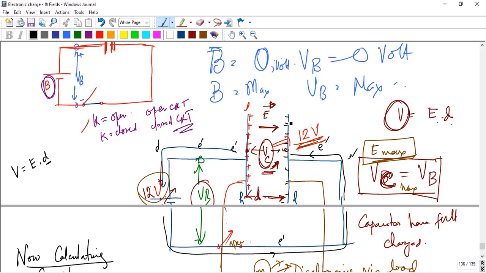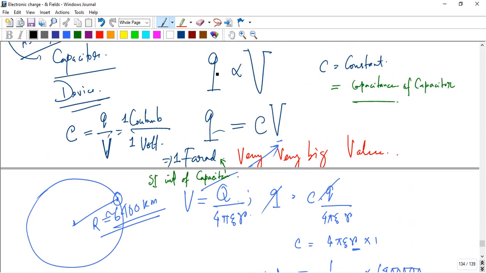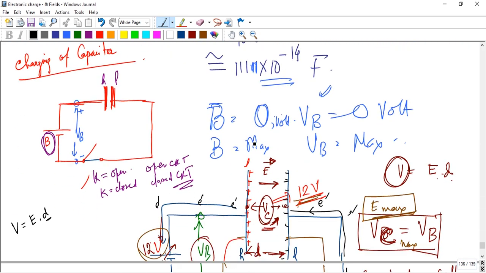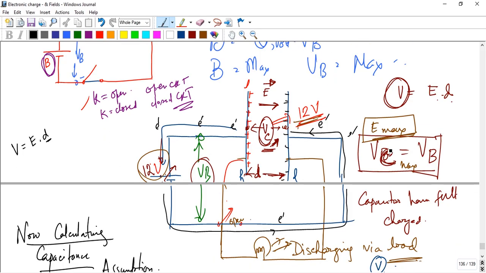The developed electric field creates a potential, because we know that V equals E times D. What is D? D is the separation between the two equipotential surfaces of the plates. V is directly proportional to Q, the absolute value of charge, so we get some value of capacitance. Vc is the capacitive voltage, the potential difference generated by the capacitor between these two plates.